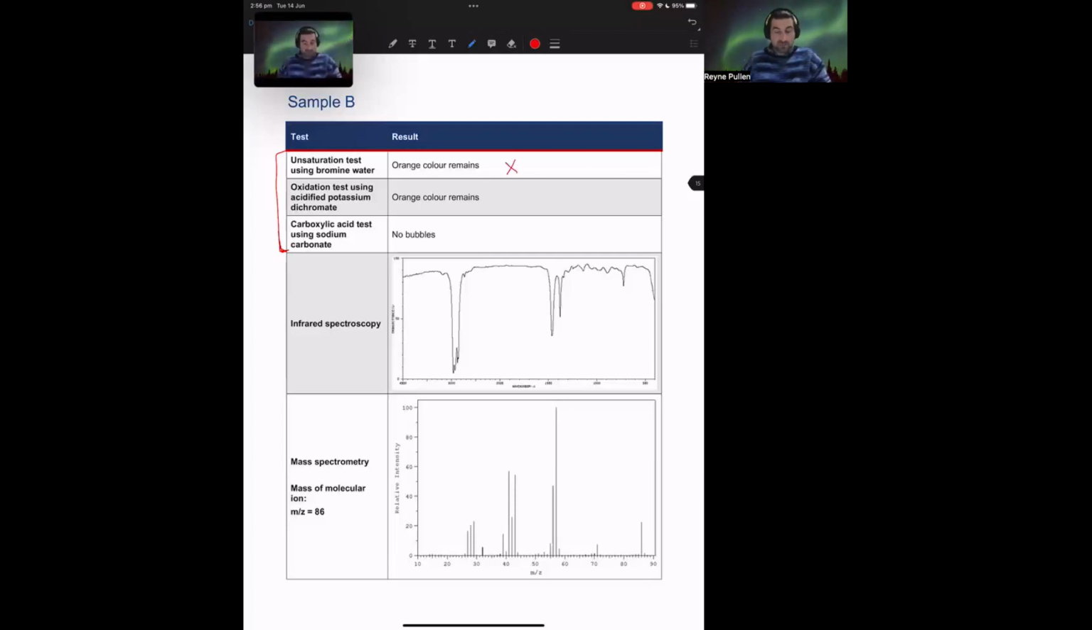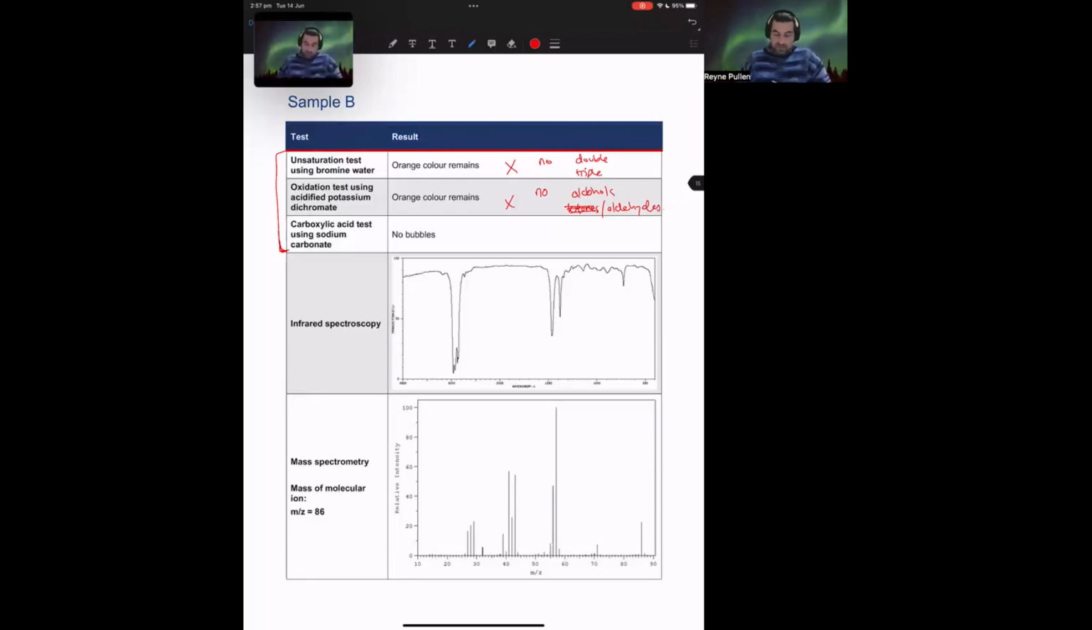We don't see a change in color from the orange solution. We're looking at an oxidation test using acidified potassium dichromate. So here we're looking to see, is there anything that we can oxidize? Again, we see no reaction. So that tells us that there are no double, no triple bonds. And here, there are no alcohols and no ketones or aldehydes. In fact, we wouldn't expect to see a ketone anyway, just because we can't oxidize a ketone.